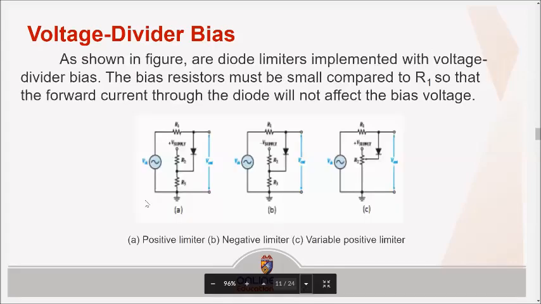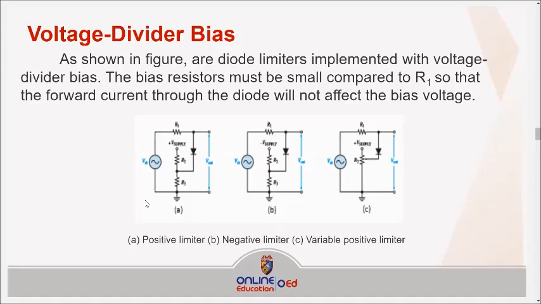How about the voltage divider also function as shown in the figure? In A, we have the positive limiter. This is the circuit diagram. In letter B, in the center, we have the negative limiter. And C is the variable positive limiter. Okay, that is the schematic diagram.